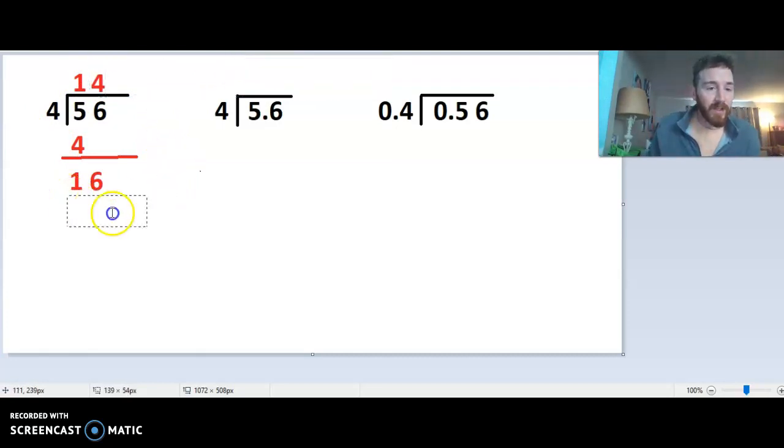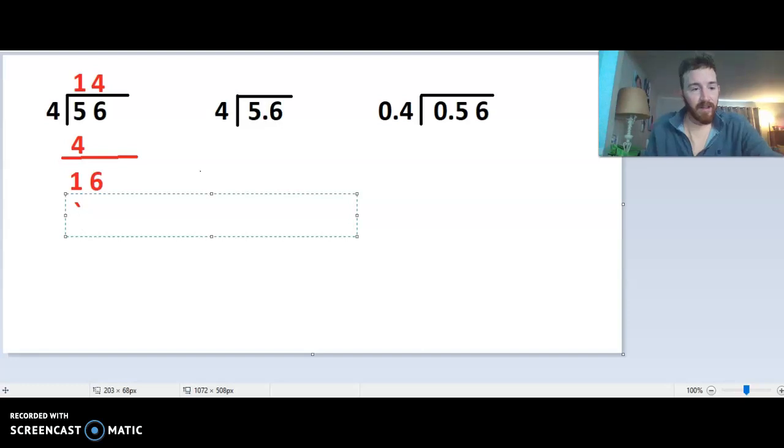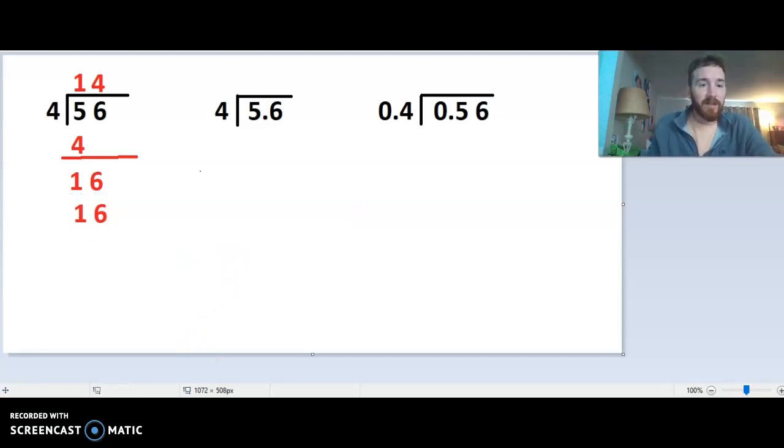And that would make 16. So when I subtract those out, I'm left with 0. Okay, so that's, again, a good basic division process, long division we can do. So 56 divided by 4 is 14. It works the same way when we do 5 and 6 tenths divided by 4.